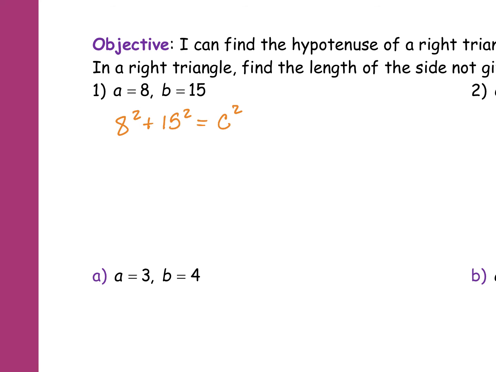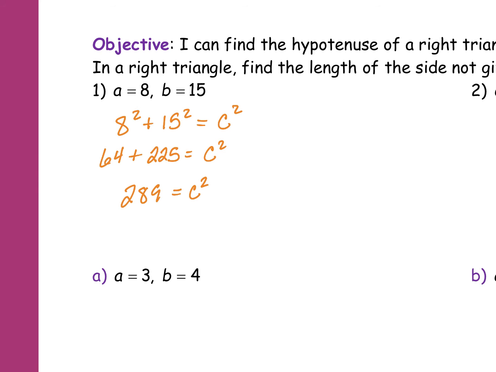Who can tell me what 8 squared is? It's 64. Great. Yes, you were right. How about 15 squared? 225. Get your calculator out. So 225 plus 64 equals c squared. 289 equals c squared. Okay?